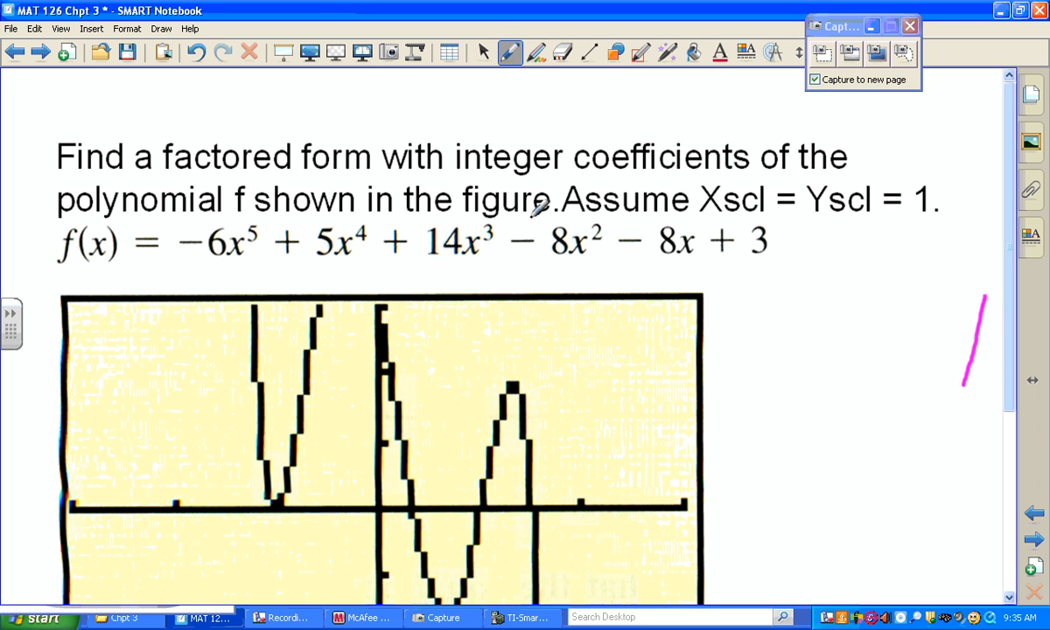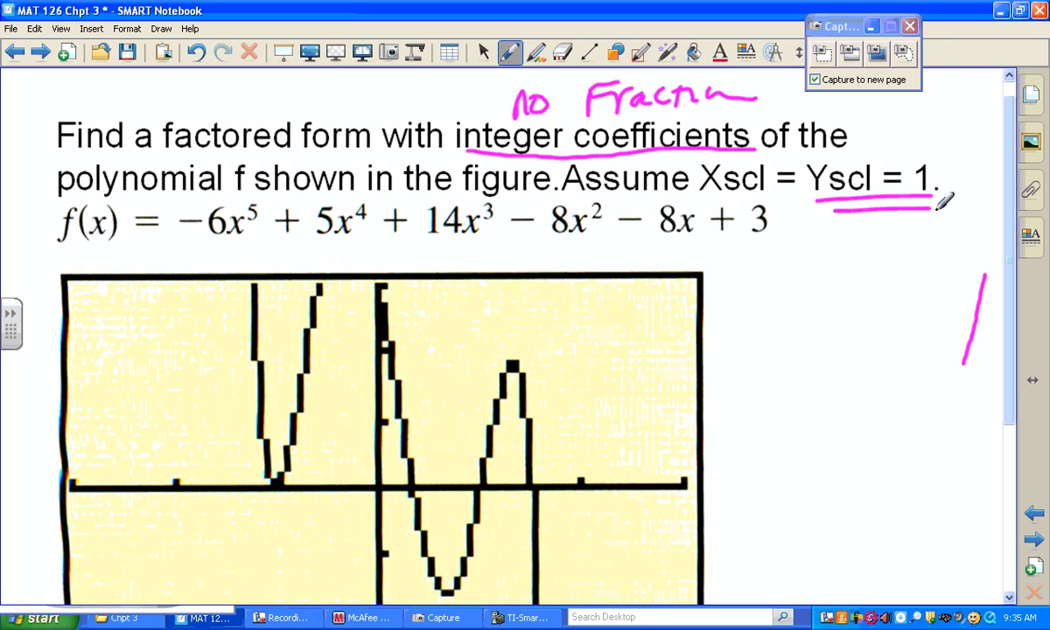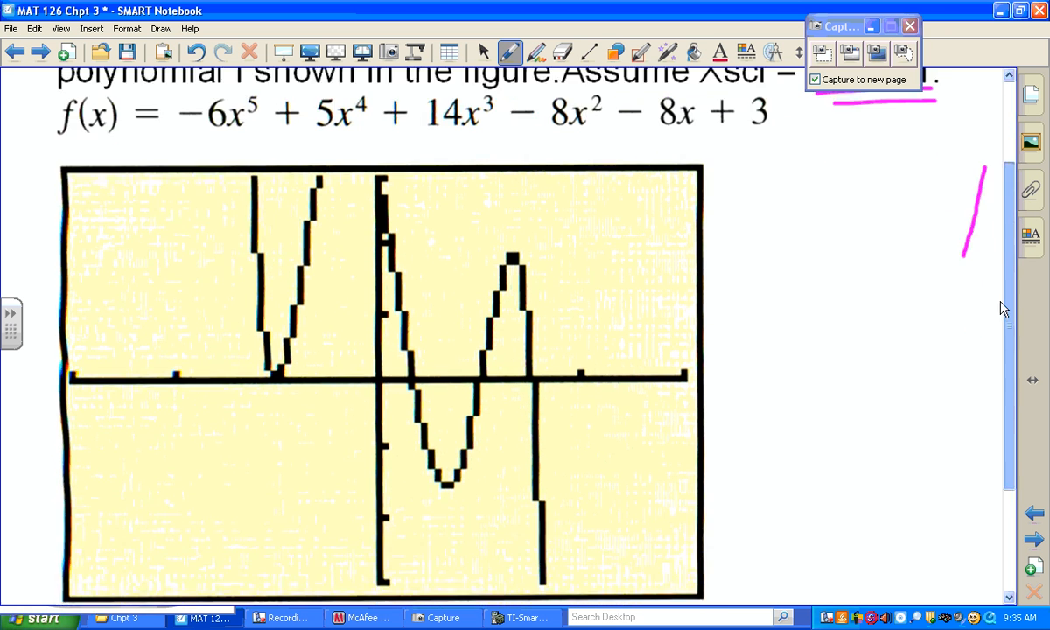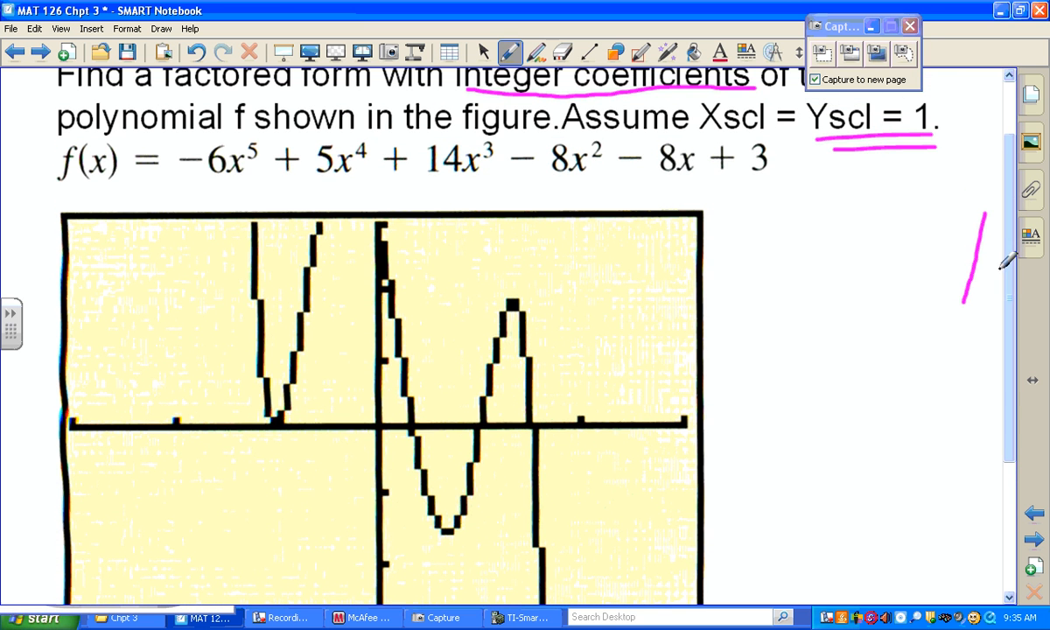Find a factored form with integer coefficients. What's integer coefficients mean? Right. That means no fractions. Okay? Of the polynomials shown, assume everything is 1 to 1. I like this one. So we have to factor this. Negative 6x to the fifth plus 5x to the fourth, 14x cubed.